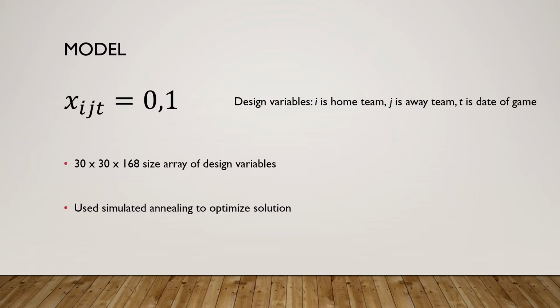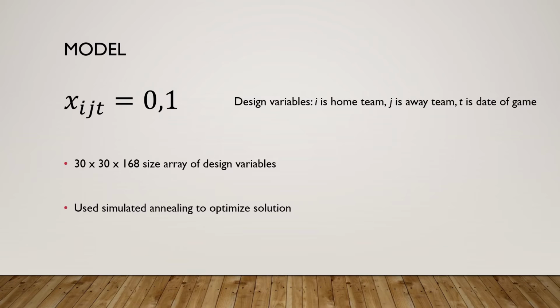I used the following model to solve this problem. I created a 30 by 30 by 168 size array of design variables. This represents 30 potential home teams, 30 potential away teams, and 168 possible days the game can be played. Each design variable is represented by X with subscripts I, J, and T, where I is the home team, J is the away team, and T is the day of the game. The binary variable equals 1 if that potential game takes place, and 0 if it does not.